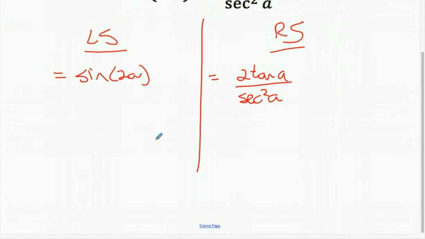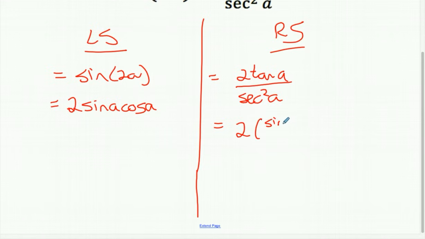And we do that by using identities that you know are true. So sine 2A, we know the double angle identity. We know this is equal to 2 sine A cos A. There's not much else I can do to this. So what I'm going to do is now work with the right side and see if I can make this side be equal to 2 sine A cos A. So I'm going to use identities I know, like for example the quotient identity, tan A is equal to sine A over cos A. So 2 sine A over cos A, over secant squared A.